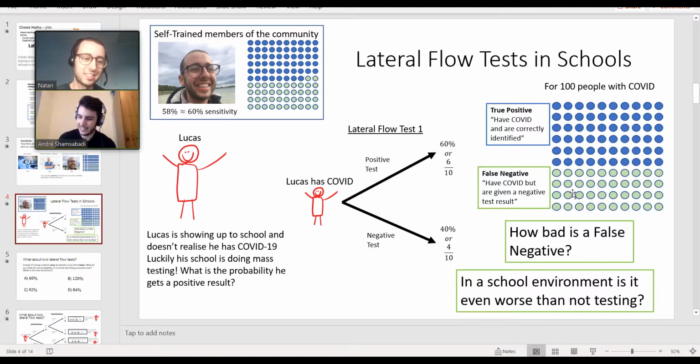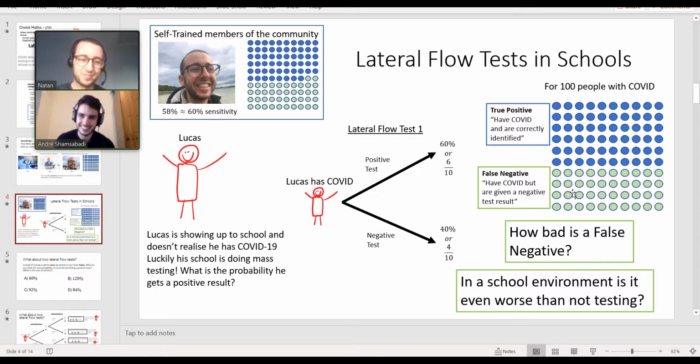Yeah, that is not an irrational conclusion to come to, because that feels like what the number is telling you. It feels like the classic case of Lucas having 100 balls in a bag, 60 blue and 40 red, and what's the probability he picks one that is blue? Well, in reality, that is not quite the case, which I think we'll get to in the next couple of slides.